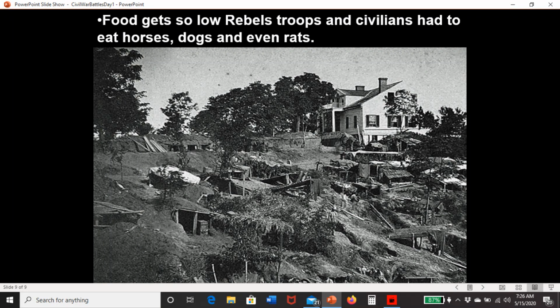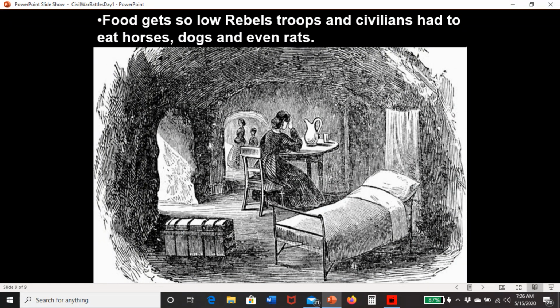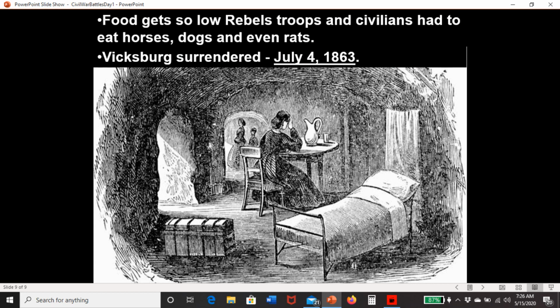Eventually, due to the terrible conditions that not only the Confederates are going through, but also the citizens, they decide that they are going to surrender Vicksburg on July 4th of 1863. The Confederates had enough. The general is going to surrender to Grant. The result of the siege of Vicksburg was a great victory for the Union. It gave control of the Mississippi River to the Union.